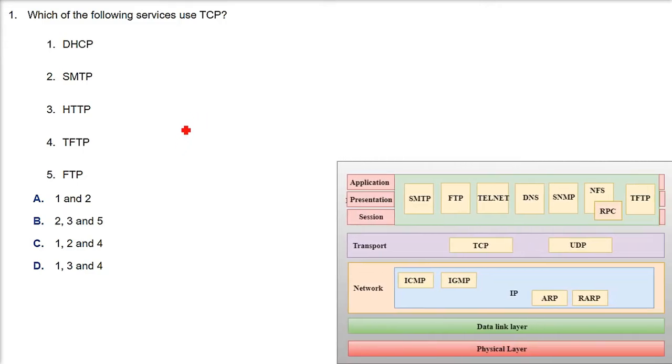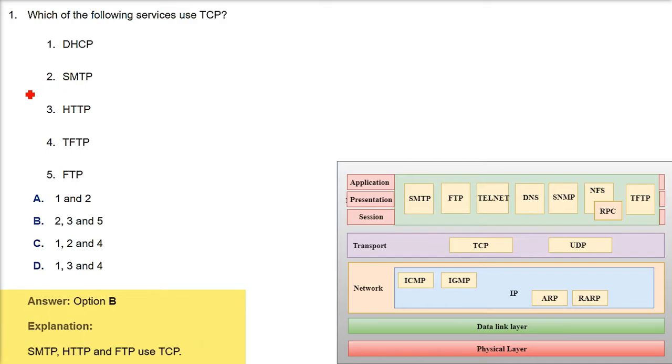So here you see also in the diagram, the option is B, that is 2, 3 and 5. So SMTP, HTTP and FTP: Simple Mail Transfer Protocol, Hypertext Transfer Protocol and File Transfer Protocol. All these use Transmission Control Protocol, TCP. We'll be talking about TCP shortly. So this is actually connection oriented and reliable. This comes under the TCP/IP suite.